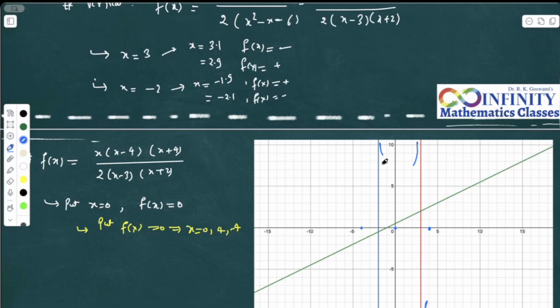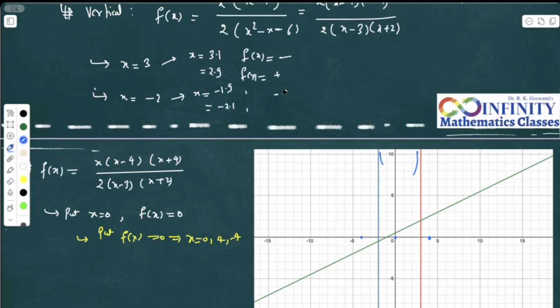Okay, and can you just check once more the sign of the function, please, at negative 1.9? Use your calculator, whatever. I'm a little bit unsure about this.